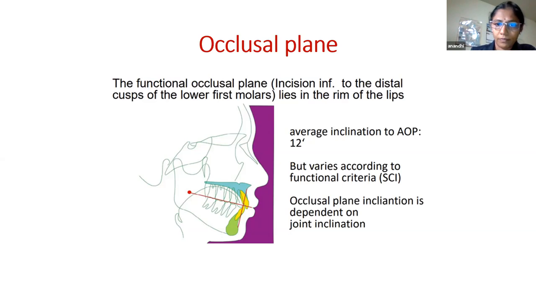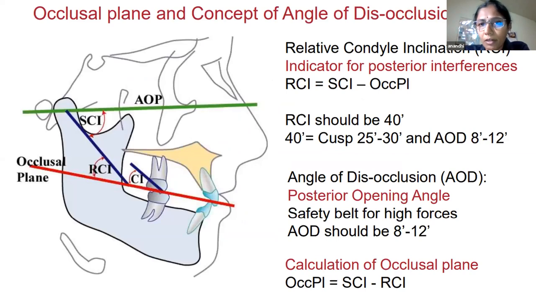It also is dependent on the joint inclination. We have a formula for this. I'm not going to go too deep into the formula, how to get the occlusal plane. We have a formula to calculate from the sagittal condylar inclination to the axio-orbital plane to get to where we need to be. Basically, if the angle is steep, the occlusal plane also will be steep. If the angle is flat, the occlusal plane also will be flat. But we have a calculation of how much angle, how we can get it. We have a formula for that.